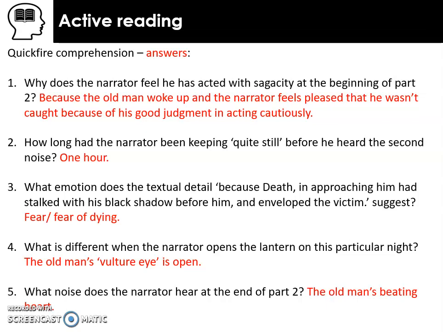How long had the narrator been keeping quite still before he heard the second noise, which was the low groan of the old man? One hour, or just a bit more, I suppose. What emotion does the textual detail, "because death in approaching him had stalked with his black shadow before him and enveloped the victim," suggest? Fear, or the fear of dying? What is different when the narrator opens the lantern on this particular night? The old man's vulture eye is open. And then finally, what noise does the narrator hear at the end of part 2? The old man's beating heart.